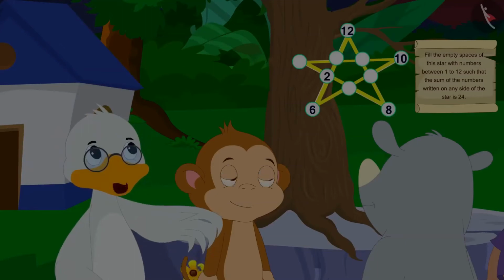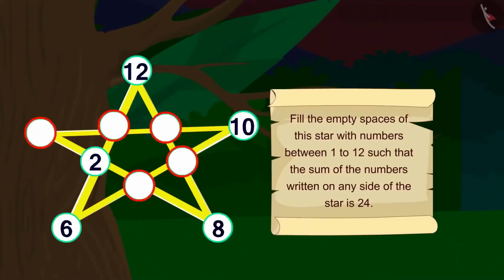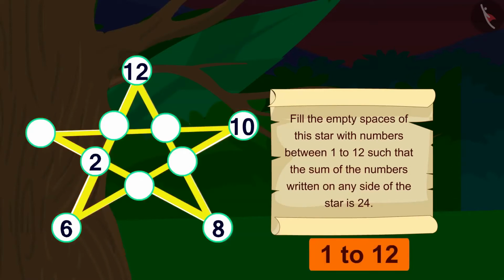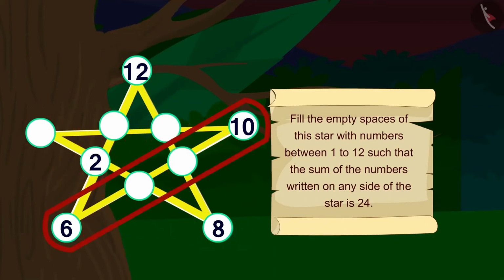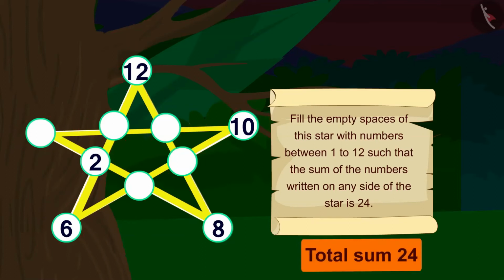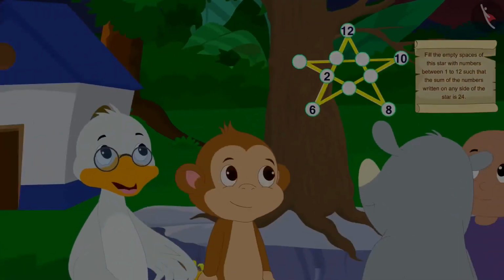Look here, it is written on the top. Fill the empty spaces of this star with numbers between 1 to 12 such that the sum of the numbers written on any side of the star is 24. Let's all try to fill these empty spaces together, Uncle told all the villagers.